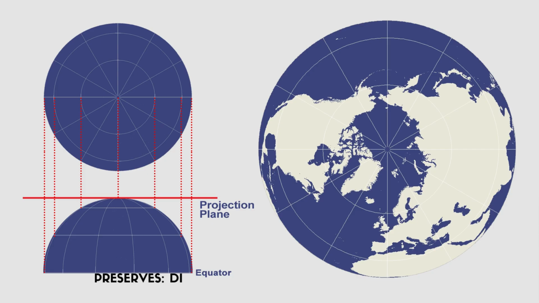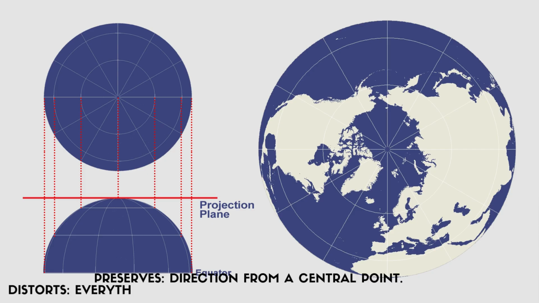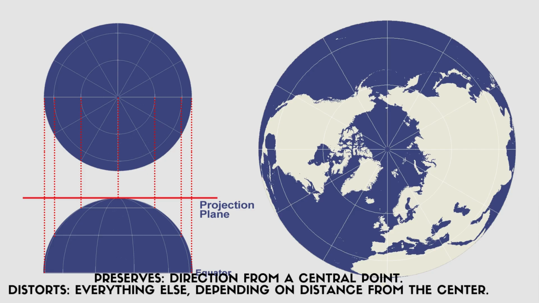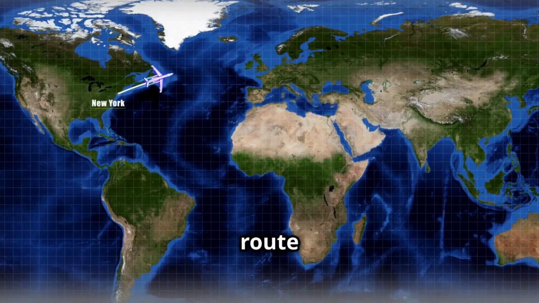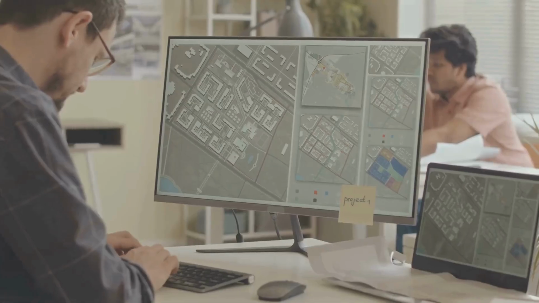Azimuthal projection preserves direction from a central point, but distorts everything else, depending on distance from the center. It's used for flight maps, plotting the shortest route between two points on a globe.